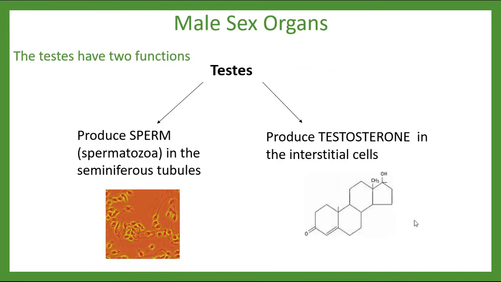So looking at some of these key structures, starting with the testes, these have two main functions. So the production of the sperm cells, which take place in structures known as seminiferous tubules, and the hormone testosterone made by the interstitial cells.